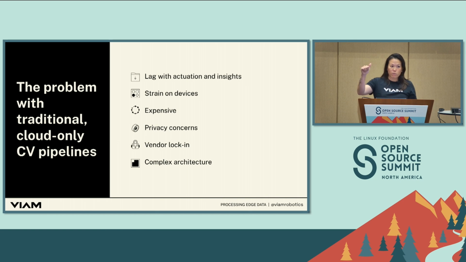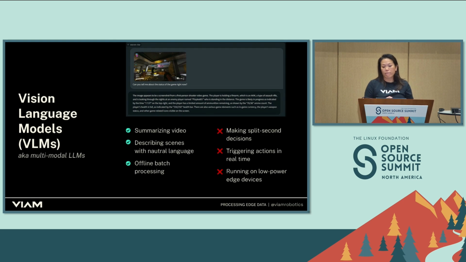Well, it's slow, it's expensive. You might be working with low power, low bandwidth devices, and of course you have concerns with working in the cloud. Here's an example, VLMs. You might not be able to see that from the back, but if you upload an image or a video stream and ask it to describe what's happening here, it's pretty slick.